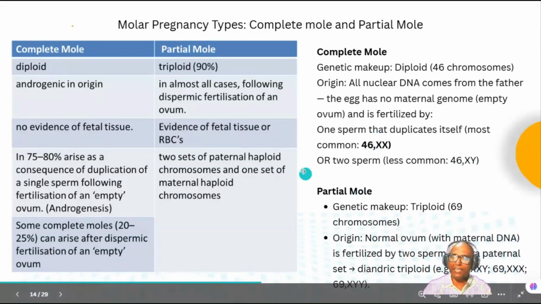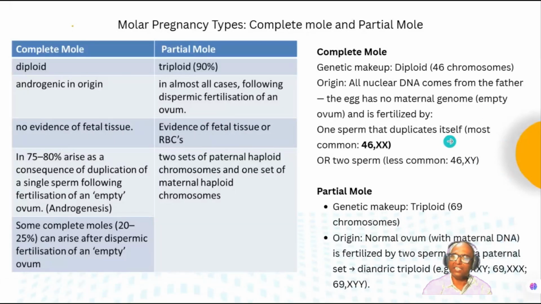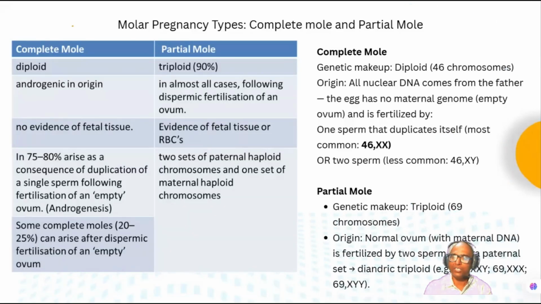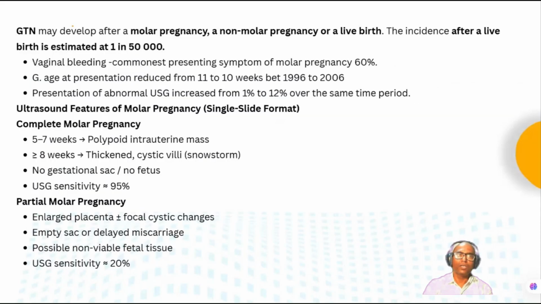Okay, in partial mole it is triploid in nature. Okay, 69 chromosomes. Okay, so the origin is a normal ovum with maternal DNA which is fertilized by two sperms. So an extra paternal set of chromosomes is there. So it is a diandric triploid. So the chromosomal composition may be 69XXY, 69XXX, and 69XYY. Okay, so this can be the chromosomal composition. Generally, they ask you SBA on the genetic composition of the complete or the partial mole. Okay. Now, GTN may develop after a molar pregnancy, a non-molar pregnancy, or a live birth.